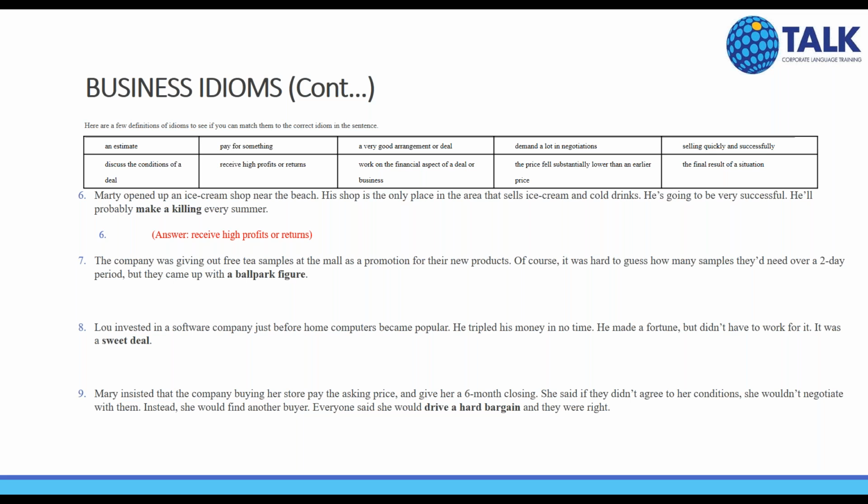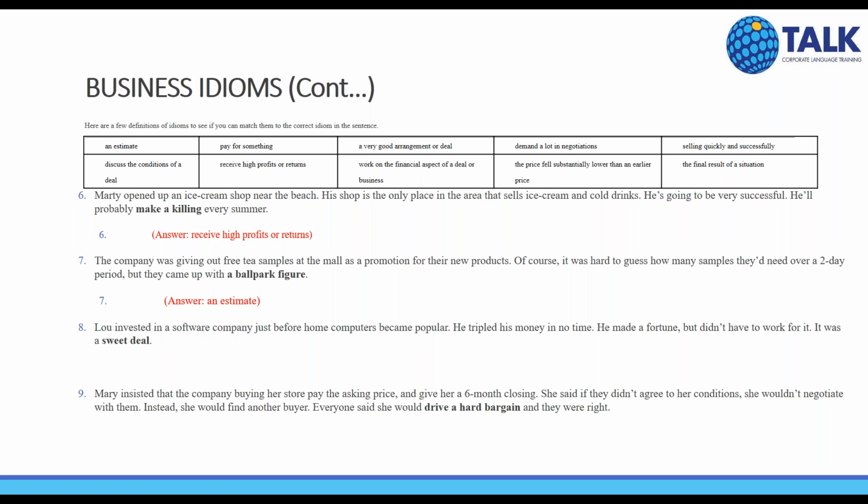So number 7, the company was giving out free samples at the mall as a promotion for their new products. Of course, it was hard to guess how many samples they'd need over a 2-day period, but they came up with a ballpark figure. Okay? So, ballpark figure. Now, before we give you the answer, just think about a soccer stadium or a baseball stadium or a football stadium. Very big, has a lot of area. So a ballpark figure refers to an estimate. Somewhere in the ballpark. We don't know exactly where, but it's got to be close. Okay. Number 8.